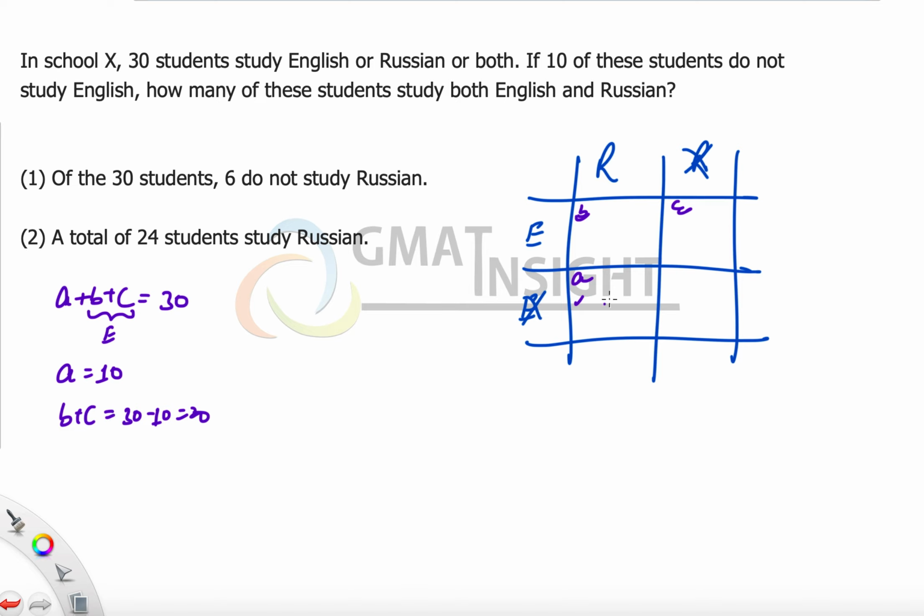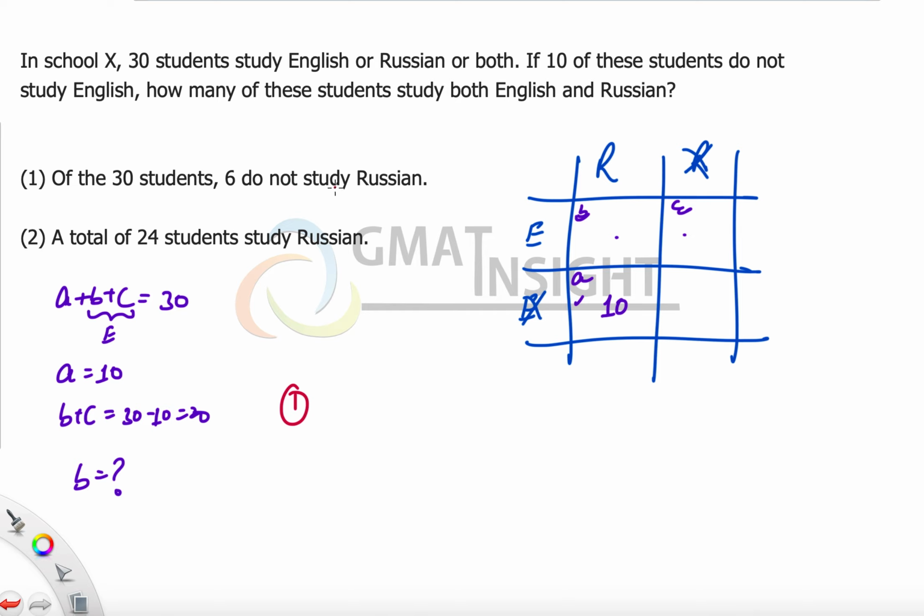Let us write this information here in the grid. Let's say this is 10 and the sum of these two numbers is 20. How many of the students study both English and Russian? So the question is only about B. That means if we could figure out something about C, we can answer the question. Now let's quickly see the first and the second statement.